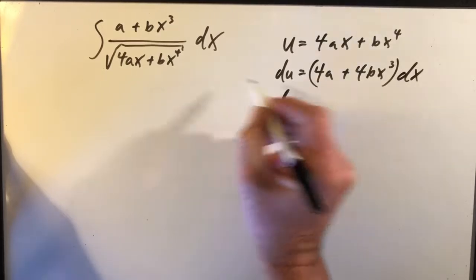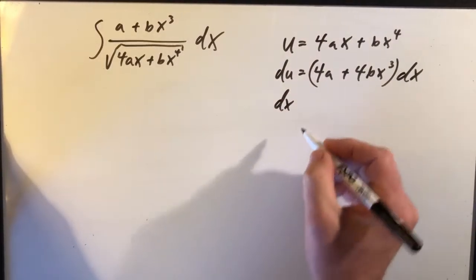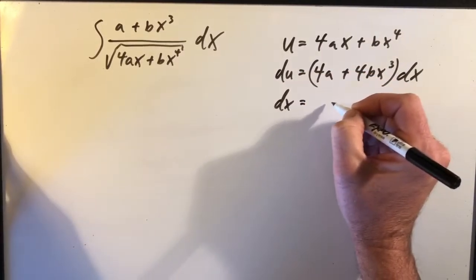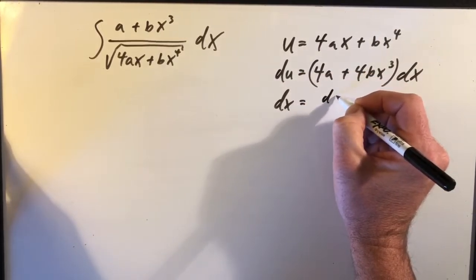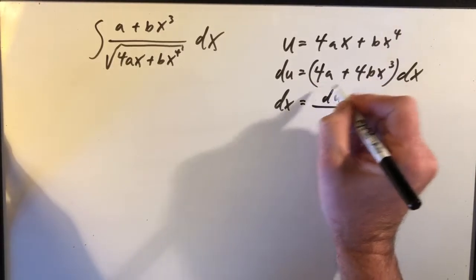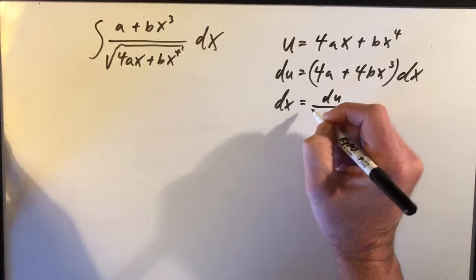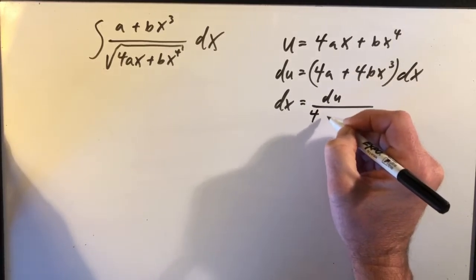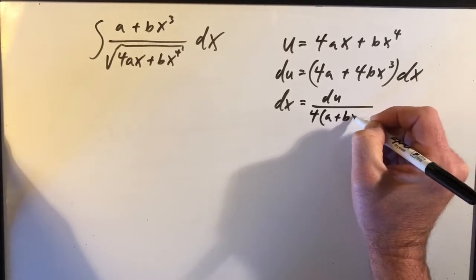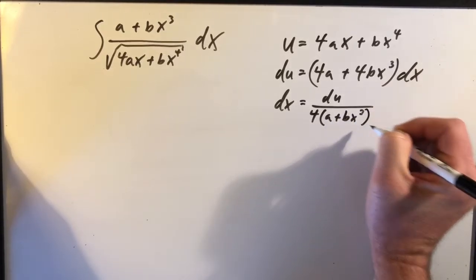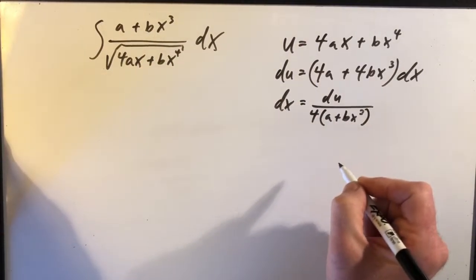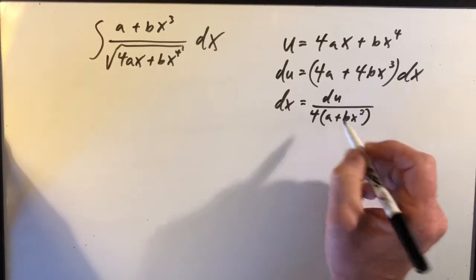So then we're going to solve for what is going to replace my dx here. That's just going to take this section here and move it to the other side. So it's going to be du over, I'm going to take the 4 out too. You can see that that was nicely teed up for us there: 4 times a plus bx to the 3rd. If you notice that and that, you can already see the future a little bit. Those things are going to cancel each other out.